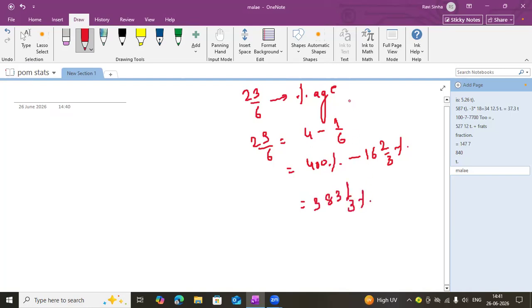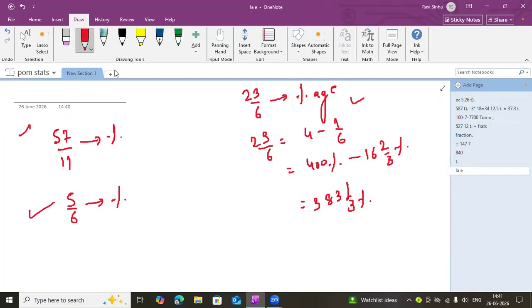So I have solved one problem for you. I'll give you two more questions. You try this for 2-3 minutes and then we'll proceed with the solution. 57 by 11. Convert 57 by 11 into a percentage and convert 5 by 6 into a percentage. Take 2 minutes of your time and do these two problems.